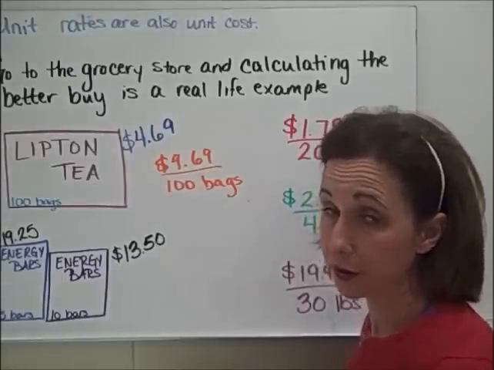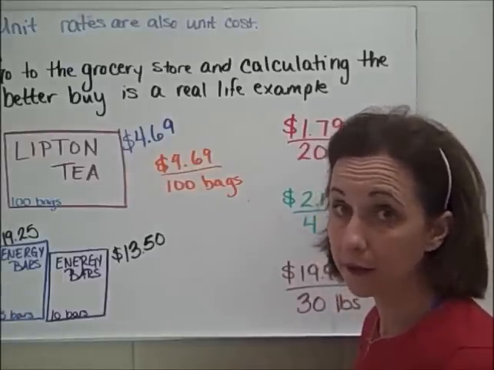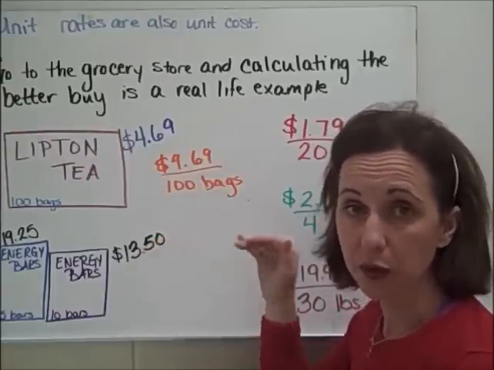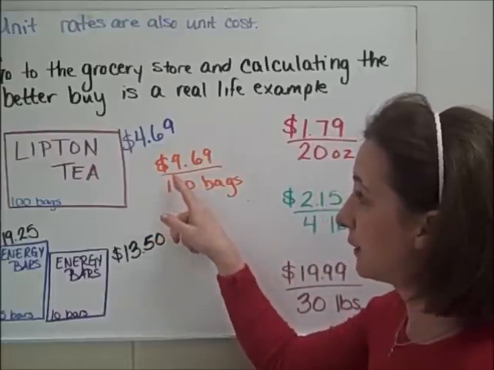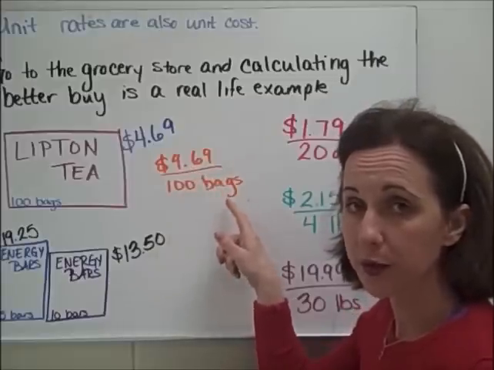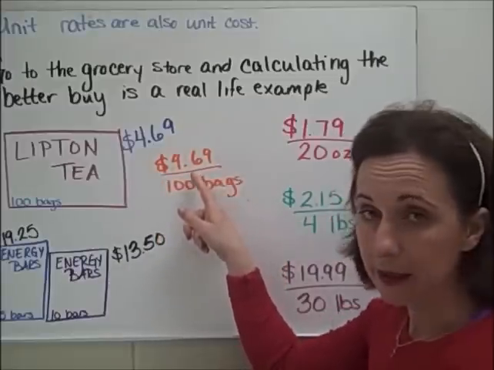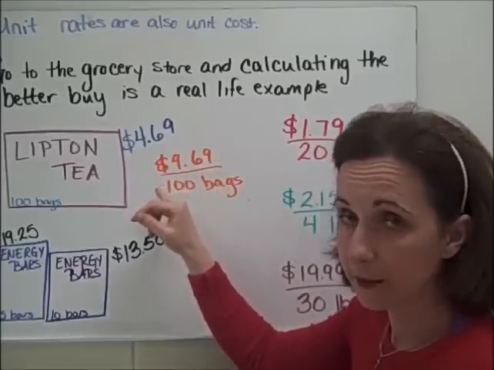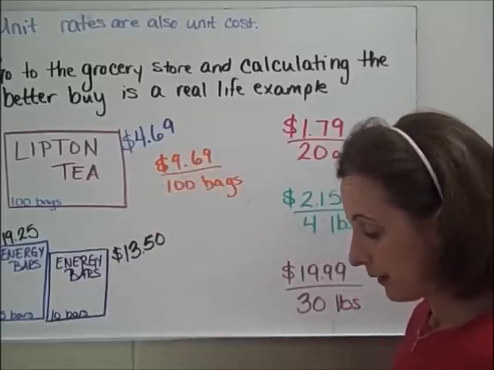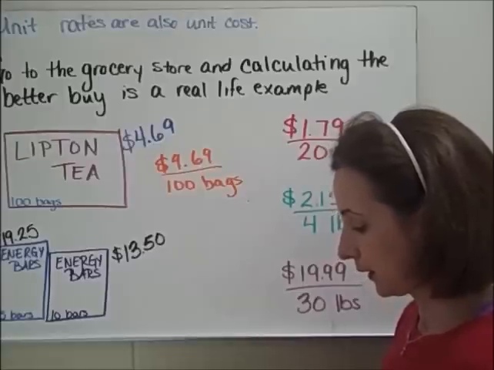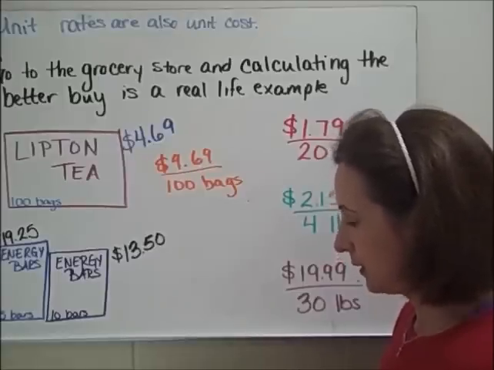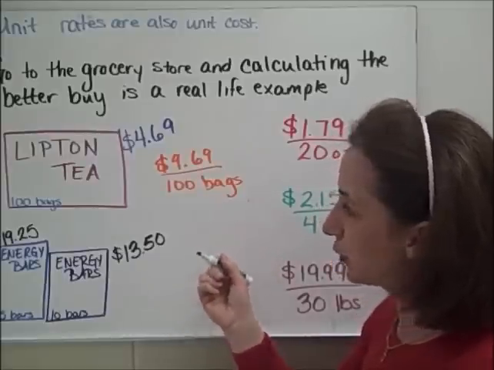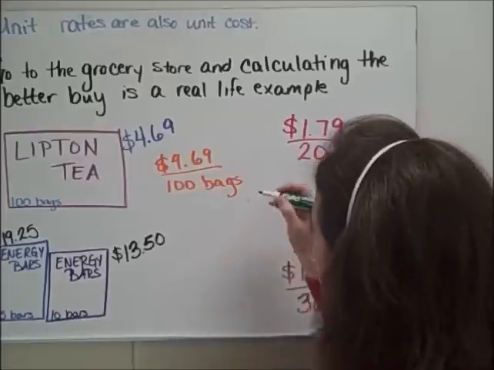When you go to the grocery store, you will be able to take a calculator. And so I want to show you how you're going to use a calculator to calculate the unit cost. If $4.69 is what it costs for 100 bags, then I have put my price here and I've turned this into a division problem. Remember that this line means divided by. So in my calculator, I have pushed 4.69 divided by 100. And so my answer per bag is this.